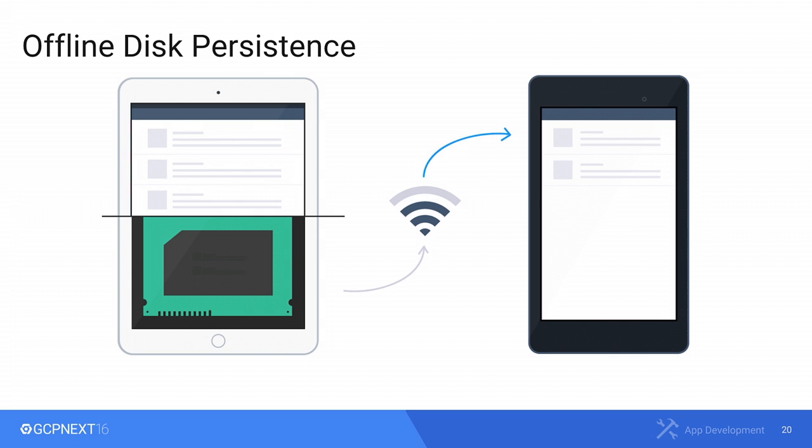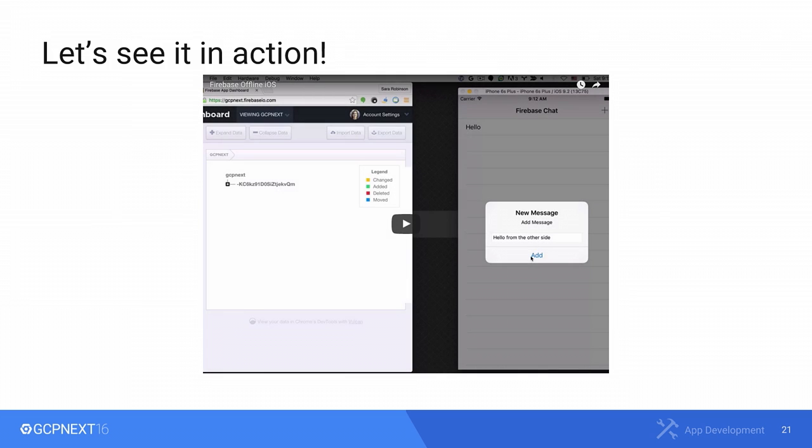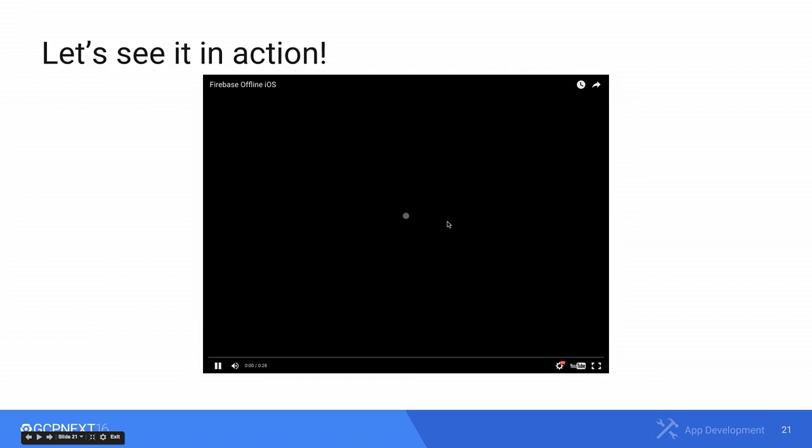I can talk about offline disk persistence, but it's better demonstrated with a demo. I didn't want to turn my Wi-Fi off during the presentation, so I've pre-recorded this one. What you're going to see here is we'll add one message while we're online. Then I'll turn the Wi-Fi off, add another message, and then you'll see what happens when I turn it back on again. Let's go ahead and play this video.